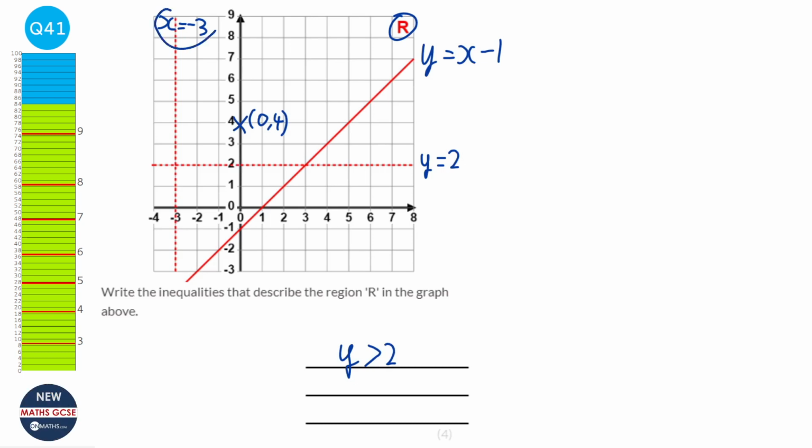Okay, this next one, let's have a look at this. Well, is that 0 greater than -3? Well, yes, it is. So it's going to be x is greater than -3. Again, the line is dashed, so it can't be on the line.